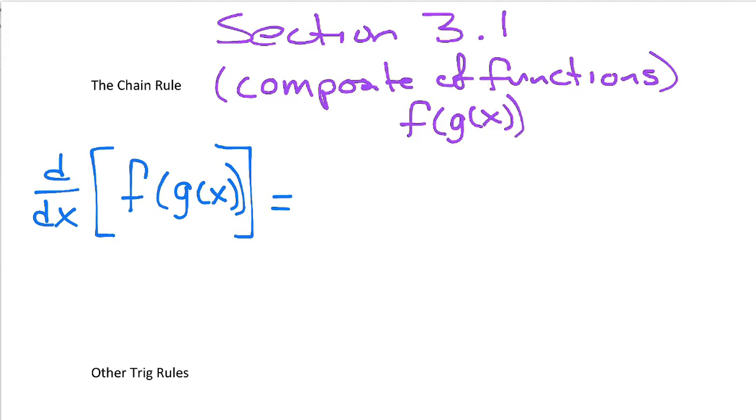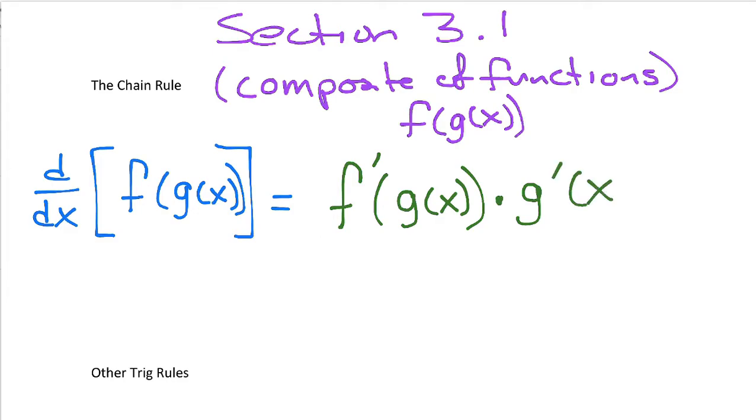There's an outside function. F is the outside function. G is what I would call the inside function. So the derivative of the composite of functions is you take the derivative of the outside function and you leave the inside function unchanged. Then you multiply by the derivative of the inside functions. So it's like you're stripping this down layer by layer.